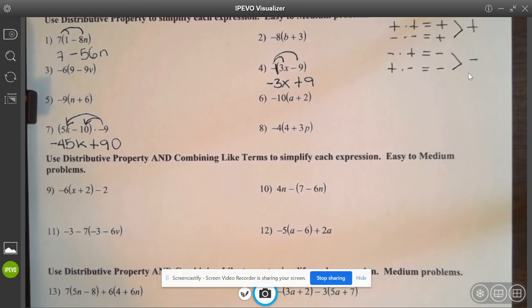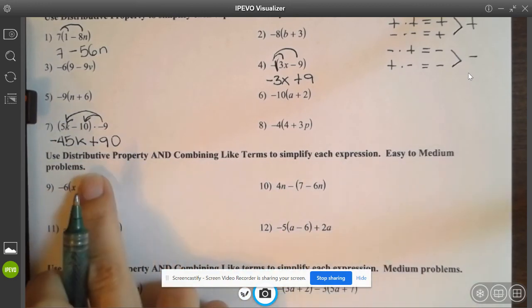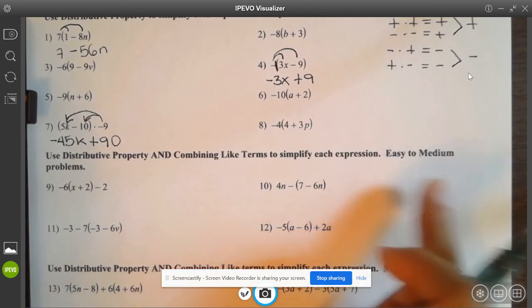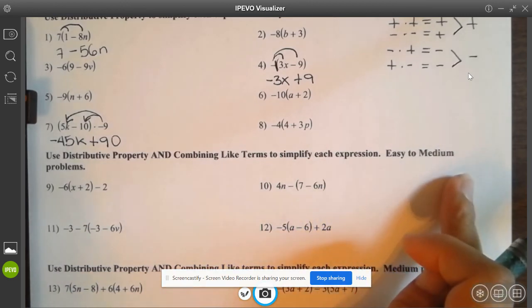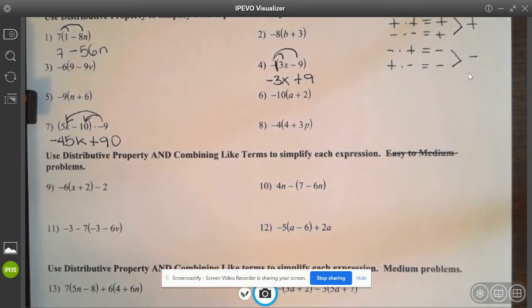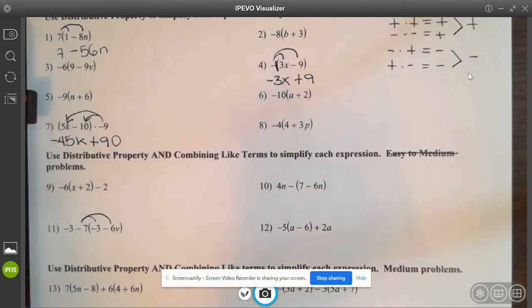All right, let's do another example from 9 to 12 over here. These have distributive property and you have to combine like terms to simplify each expression. These are easy to medium problems. All right, let's do that. So let's do something like number 11. On number 11, the first thing that we have to do is multiply. So multiply what? This -7 inside the parentheses.